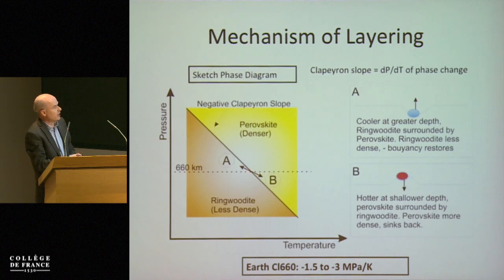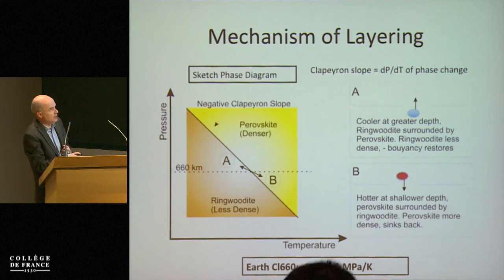So here's the PT graph. Here's the ringwoodite, the phase closer to the surface, the less dense phase. Here's bridgmanite or perovskite, the denser, deeper phase. If we're at the equilibrium temperature where it's at its natural depth of 660, then we're at this point. If we happen to be at point A, which is a colder temperature, so this would be a colder piece of the mantle, it would be at a higher pressure.